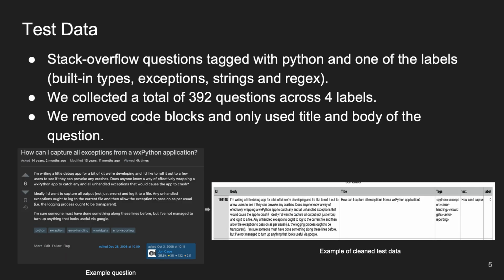For the test data, these are Stack Overflow questions tagged Python, and the subtags are the labels such as the ones mentioned before. We collected a total of 392 questions across these 4 labels. We removed the code blocks from them and used only the title and the body of the question. This is an example of a cleaned question, with the body, the title, the associated tags, and the label.